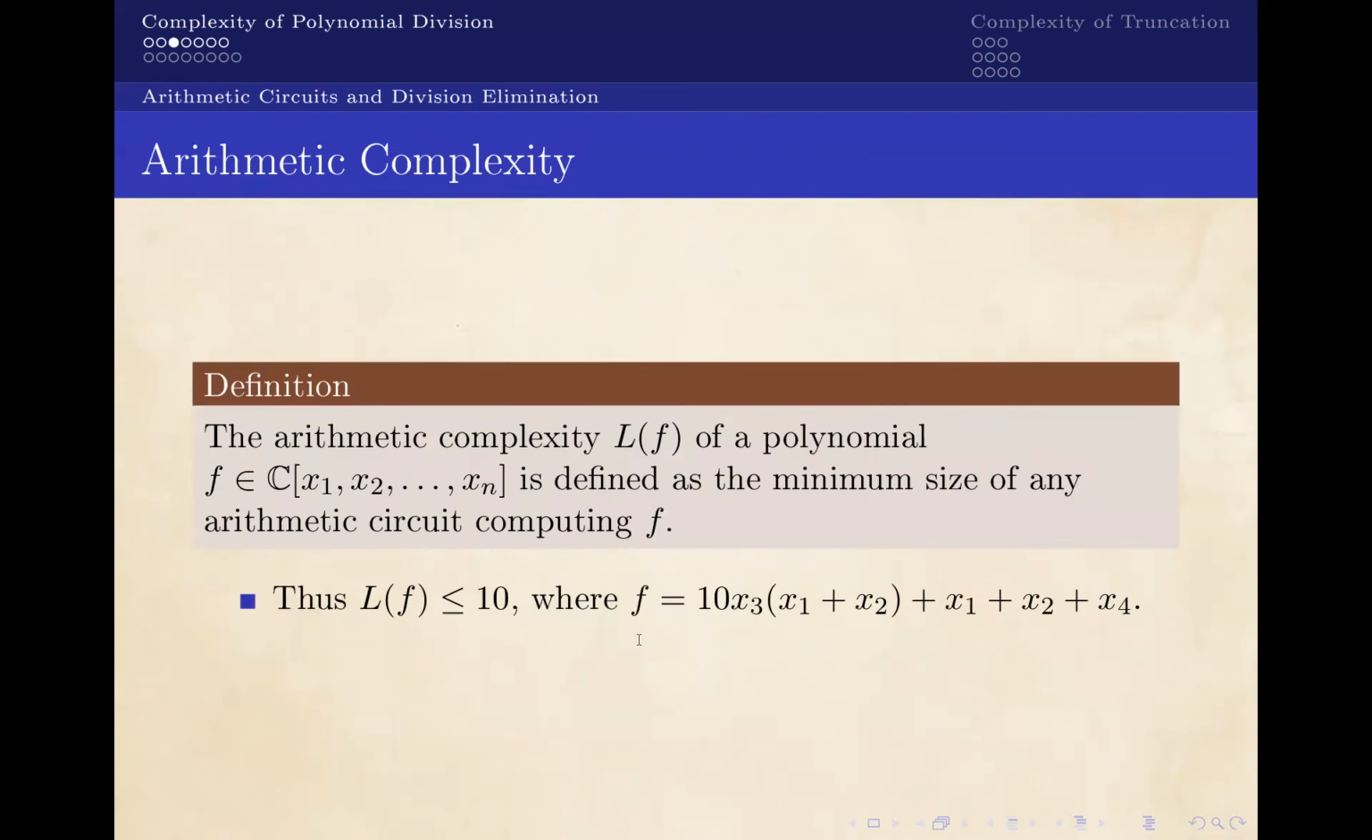Now let me define the circuit complexity of a polynomial. The arithmetic circuit complexity L of f, for an n-variate polynomial f, which can be taken over any field but for simplicity let's consider over the field of complex numbers, is defined as the size of the smallest circuit which computes f. For example, the polynomial I showed on the previous slide had a circuit of size 10. So the complexity of this polynomial is at most 10. It may be less than 10, but it's at most 10 because we showed a circuit of size 10 for it.